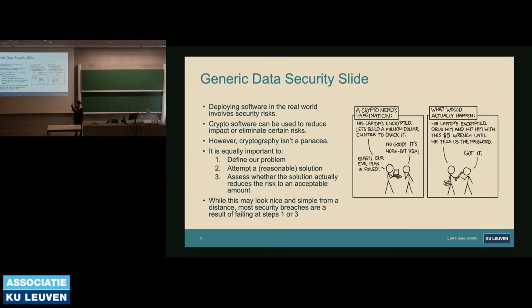So this is the generic data security slide that you see everywhere. Basically, if we want to reduce the main phases of development, we have the design stage where we define our problem, the implementation stage where we attempt a reasonable solution, and the testing stage where we see if our solution actually solves the problem. So this might be a naive observation, but from my perspective, I think most of the failures that happen are due to errors in step 1 and 3.